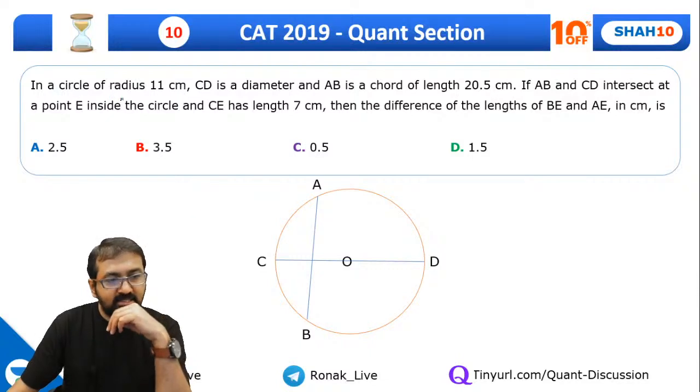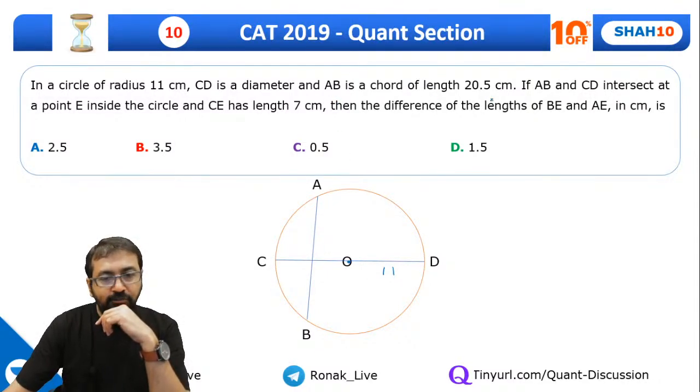Now it says that in a circle the radius is 11 centimeter. So this complete radius is 11 centimeter. O is the center, so OD is 11, and CD is the diameter. So of course CO is 11, OD is 11. AB is a chord of length 20.5. The complete length of AB is 20.5.